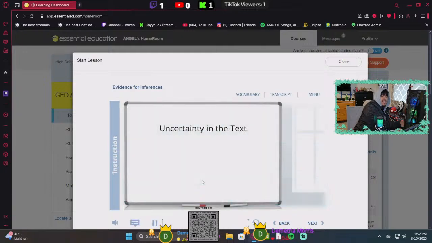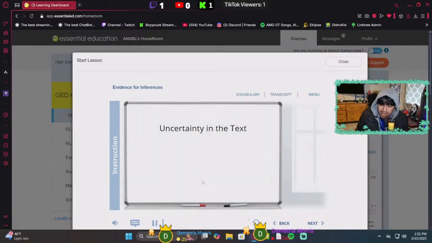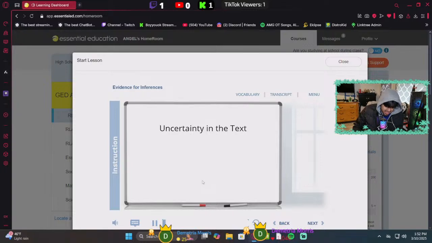Sometimes a writer leaves things uncertain. One way things can be uncertain is if there's more than one possible meaning. There's a word I want to introduce: ambiguous. Something is ambiguous when it could be interpreted in more than one way.